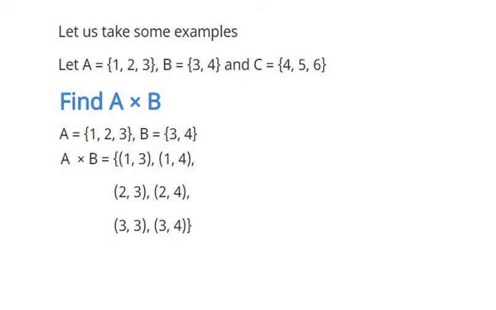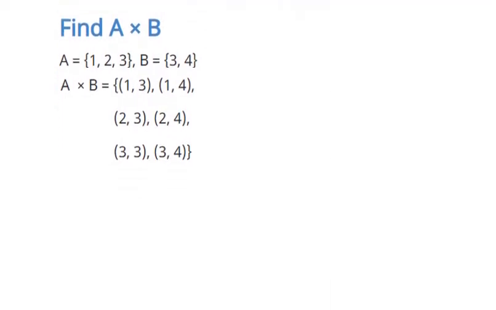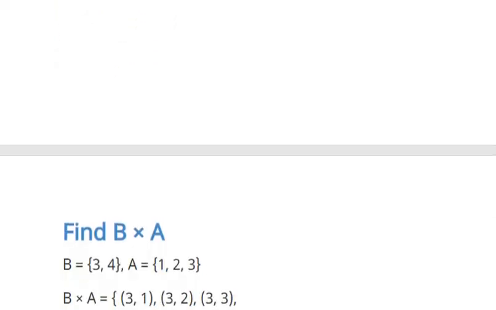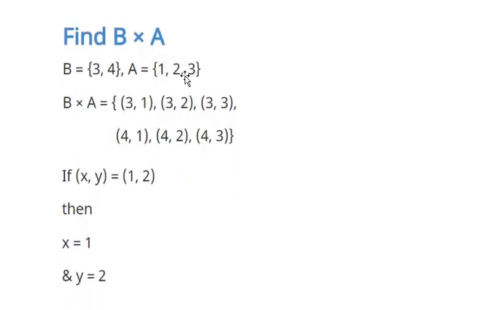So here we cannot say that (1,3) is equal to (3,1). So in an ordered pair, (a, b) is not equal to (b, a). Here we have B cross A. Now see, in A cross B we had (1,3), (1,4), (2,3), (2,4), (3,3), (3,4). Now in B cross A we have (3,1), (3,2), (3,3), (4,1), (4,2), (4,3). So that means the elements interchange. Generally, if (x, y) is not equal to (y, x), then we can say that A cross B is not equal to B cross A. So here the order is important.